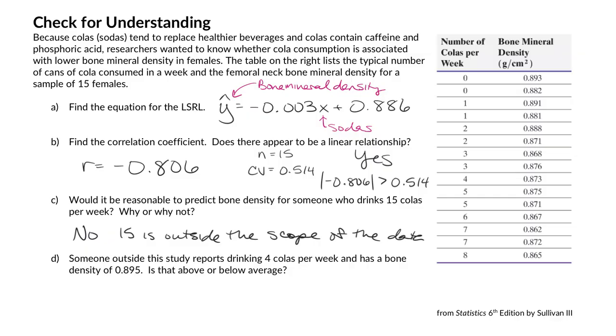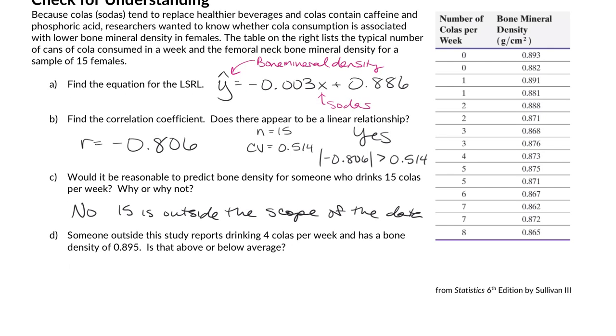Then the last question said, someone outside the study reports drinking 4 colas per week and has a bone density of 0.895 grams per centimeter squared. Is that above or below average? Okay, well, I want to use my average line or my least squared regression line to see what the y hat should be. So what I would do is I would take this number 4 and I would plug it in for the number of sodas per week. And I would get the number 0.874.